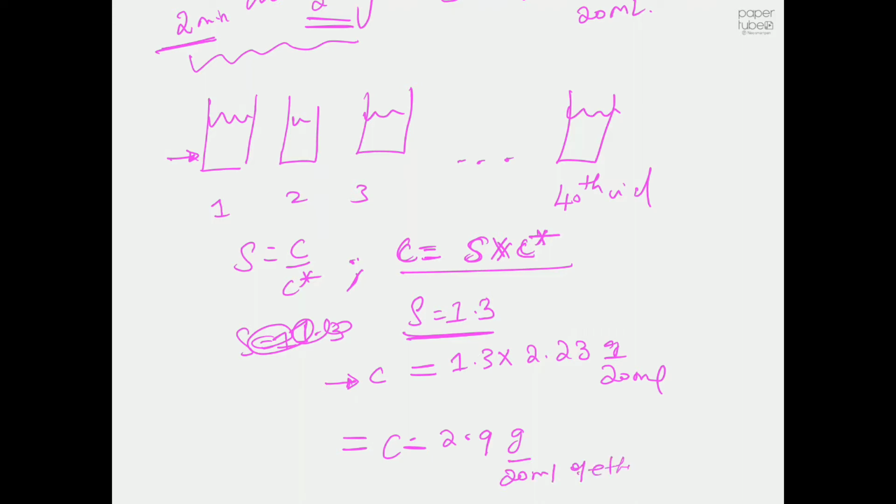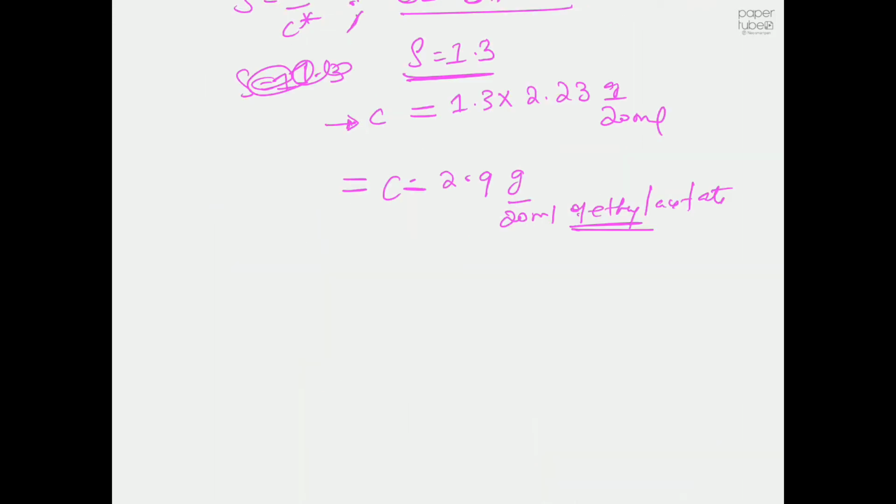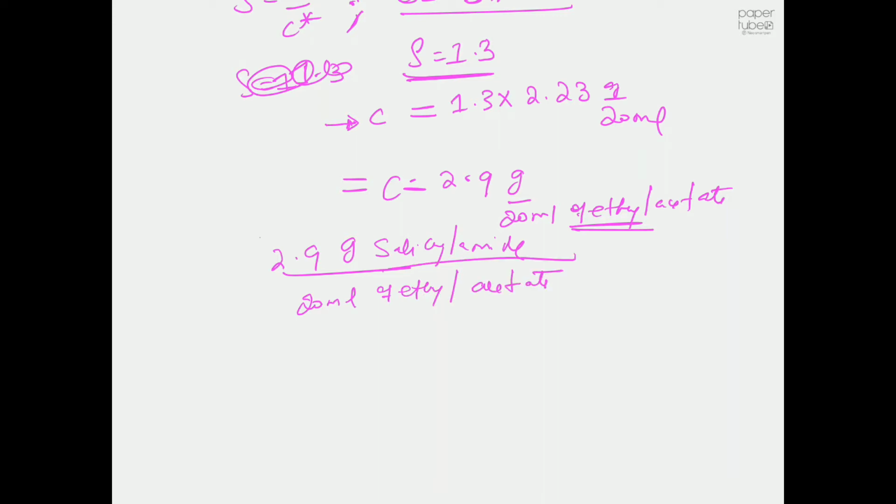Ethyl acetate is nothing but our solvent. So we are just checking the nucleation rate of salicylamide in ethyl acetate. So we have to dissolve 2.9 grams of salicylamide in 20 milliliters of ethyl acetate solution. Obviously, you cannot dissolve this many grams in 20 ml at 15 degrees centigrade, because this is above your solubility limit.